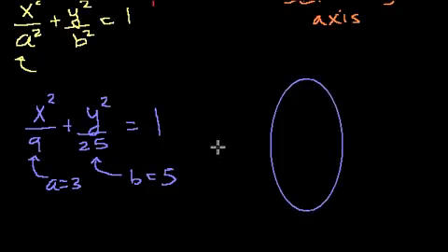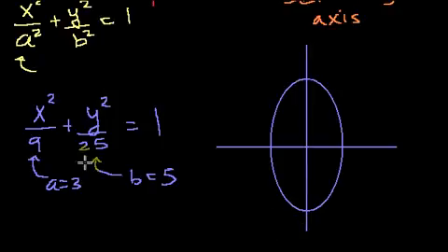Draw some axes. So that could be your x-axis, could be your y-axis. This distance is your radius in the y direction. So this distance right here is going to be 5, and so will this distance. And this is your radius in the x direction. So this will be 3, and this will be 3. That's it. You have now plotted this ellipse. Nothing too fancy about it.